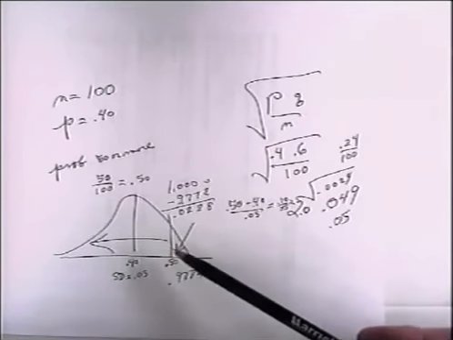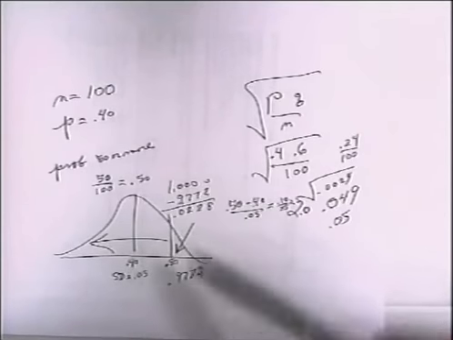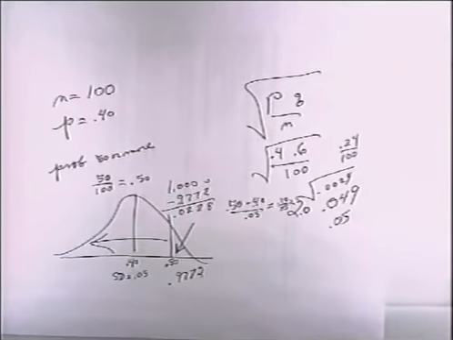That's how many are 50 or less. If I want 50 or more, I've got to subtract that from 1, and I get 0.0228. So my answer is about 2.28% is the chance that I would get 50 or more. Okay?